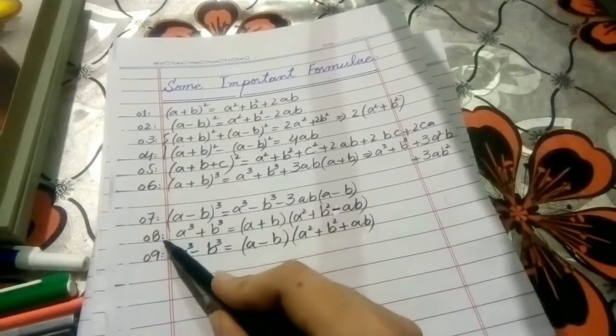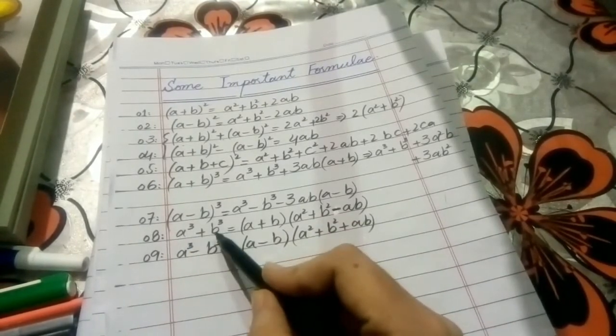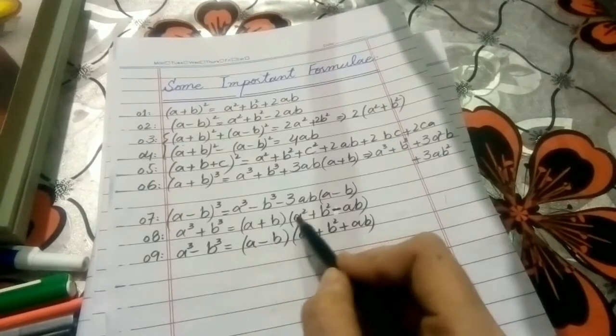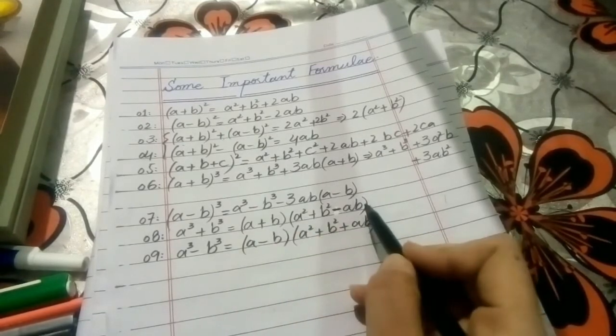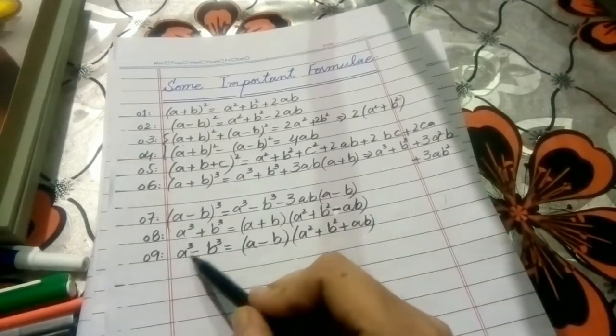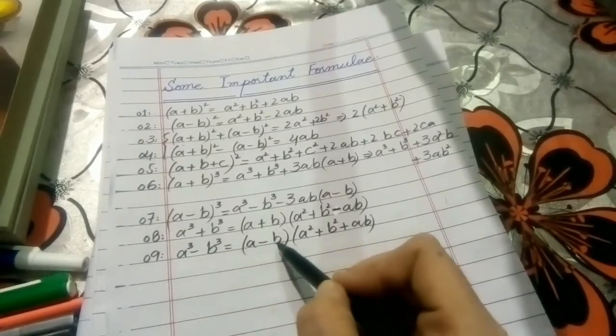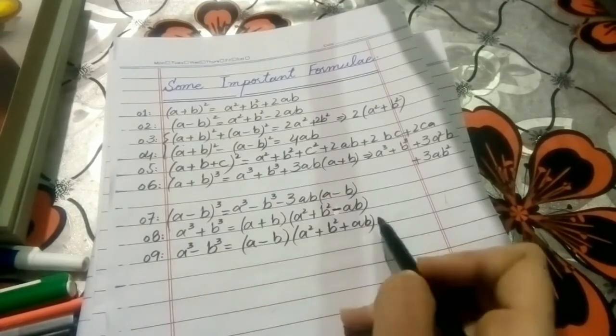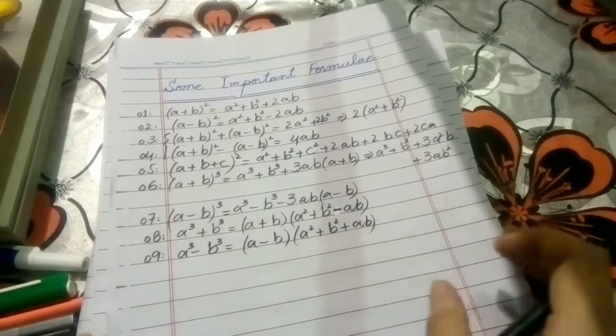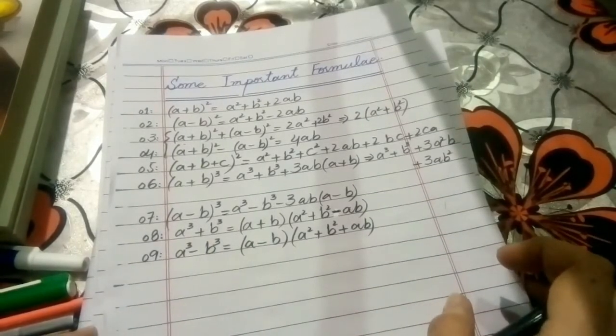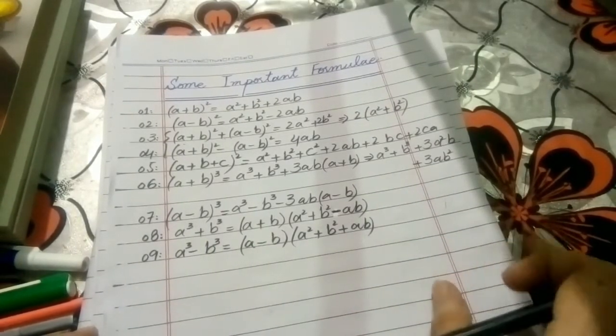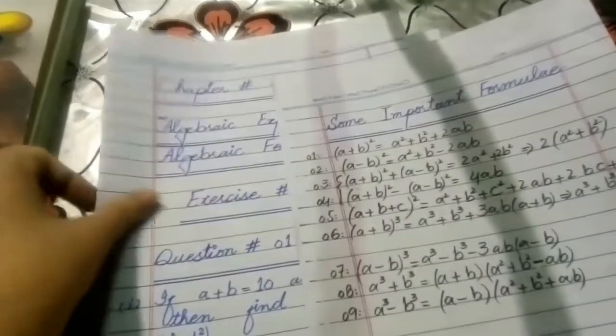Okay, students, our eighth formula is a cube plus b cube is equal to (a + b) into (a square plus b square minus ab). Ninth formula is a cube minus b cube is equal to (a - b) into (a square plus b square plus ab). These are 9 important formulas. Students, these should be on your fingertips. Now come to exercise number 4.2.